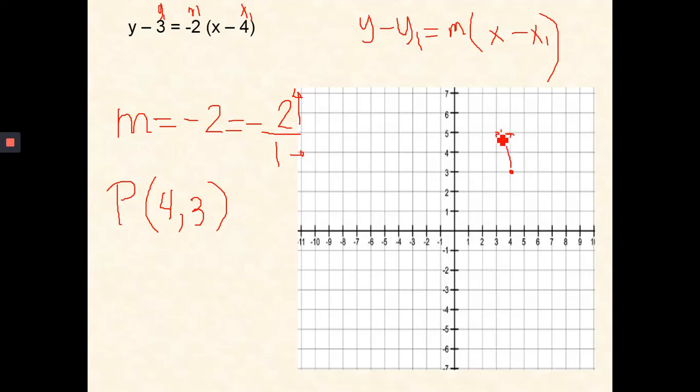So, here is the point now. 2 rise and then 1 run to the left. And then after that, connect the 2 points. Okay? So, this is now the graph of the given equation. Okay? The next one.